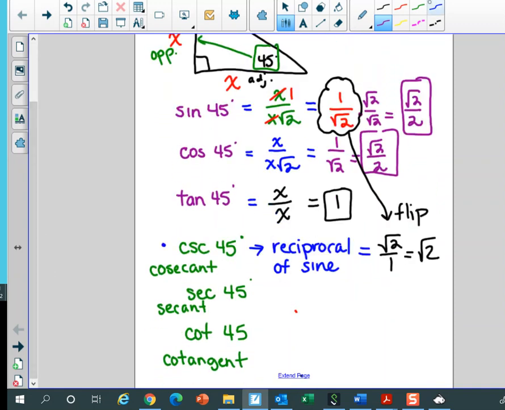Using the exact same thinking, the secant is just like the cosecant. It's equal to square root of 2 for 45 degrees. And cotangent, reciprocal of tangent, is also going to be 1.